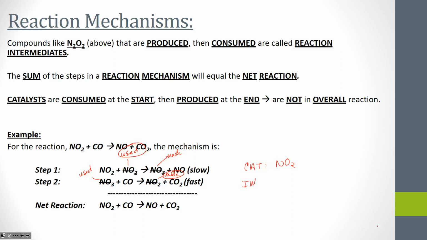An intermediate is something that happens in the middle or gets made and used in the middle of this process. So in step 1, NO3 is made, and then in a later step it gets used up, so it's gone. So NO3 would be my intermediate in this reaction.